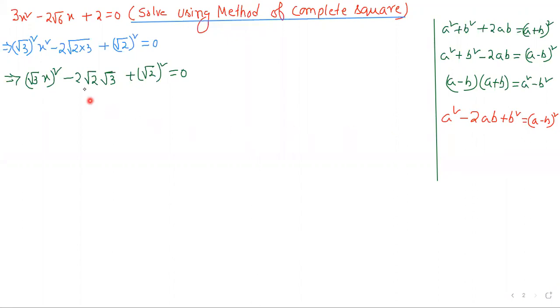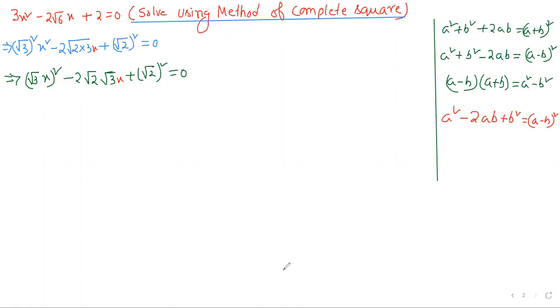Okay. So here you compare this equation with this identity. This root over 3x is our a, so it is a square, and then this is minus, then this is the 2 of the identity or formula. Sorry, I forgot to write x here. There is x. Okay.